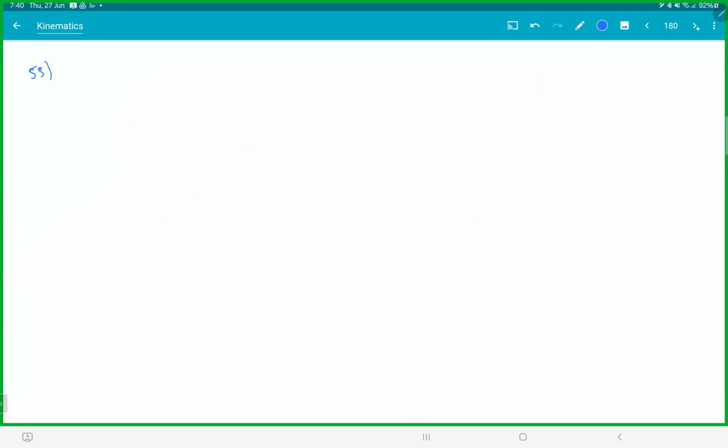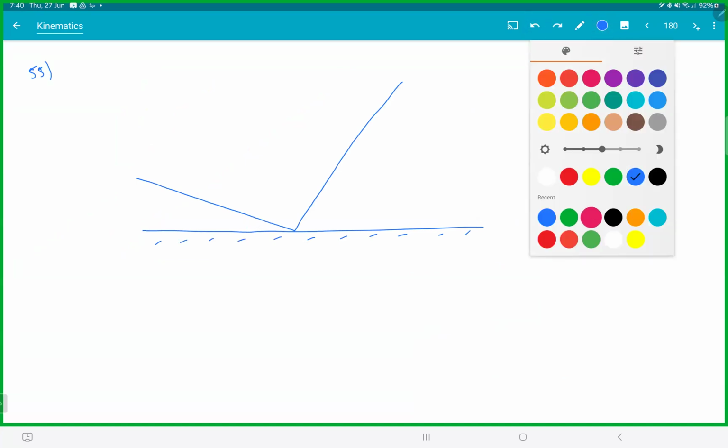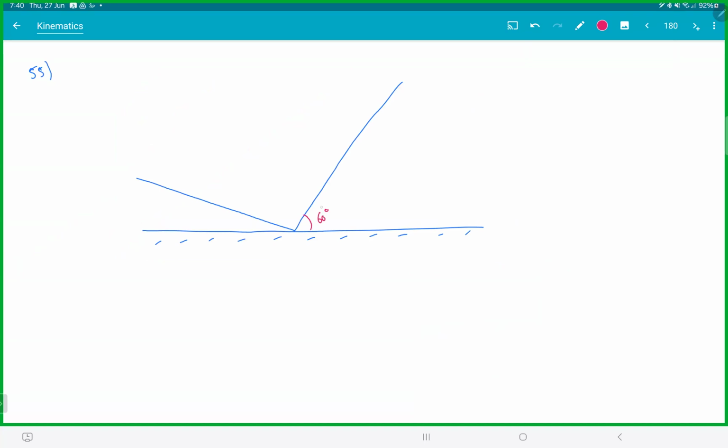How will they frame an advanced question on this? Use dot product. So we have two inclines. This angle is 60 degree. This angle is 30 degree.